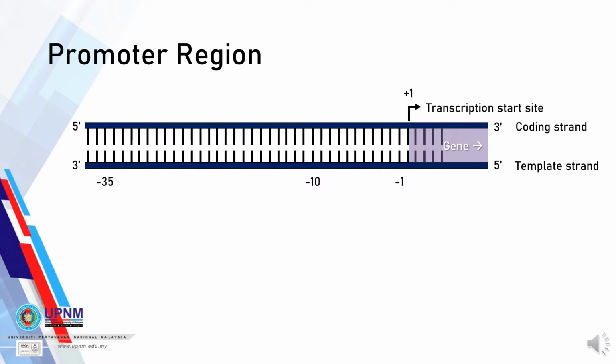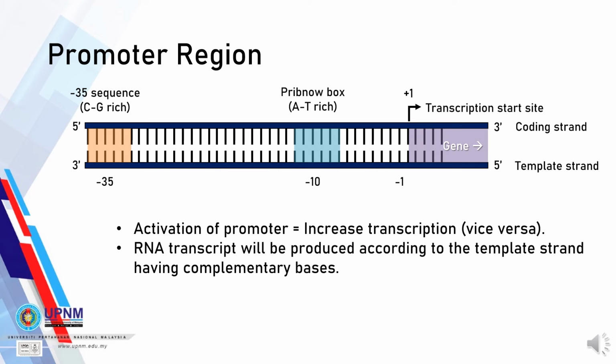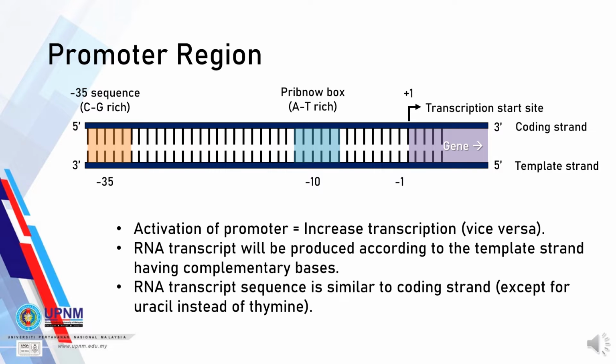The promoter region in prokaryote chromosome consists of a Pribnow box at -10, and a CG-rich region at -35, upstream to the transcription start site. Promoter region controls the rate of gene transcription. Promoter activation increases transcription, while promoter inactivation reduces transcription. RNA transcript will be produced according to the template strand. The sequence of RNA transcript will be complementary to the template strand, and exactly similar to the sequence in the coding strand.